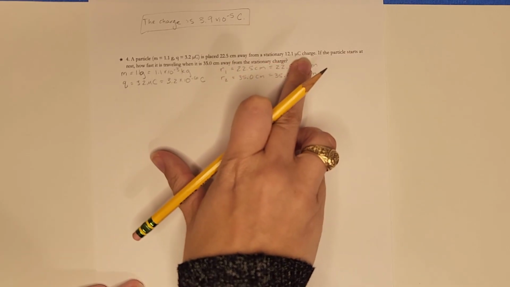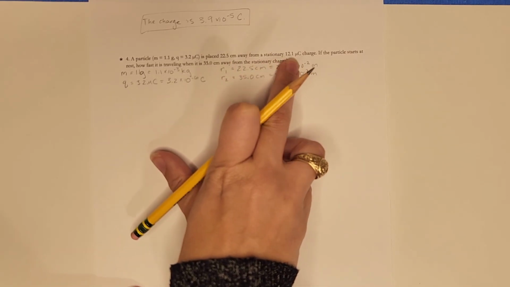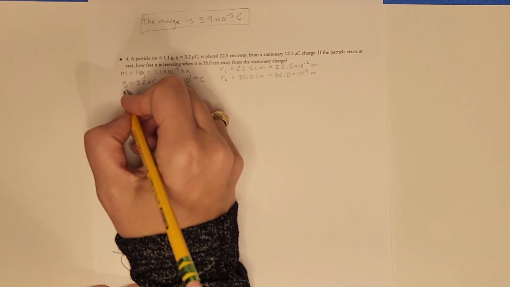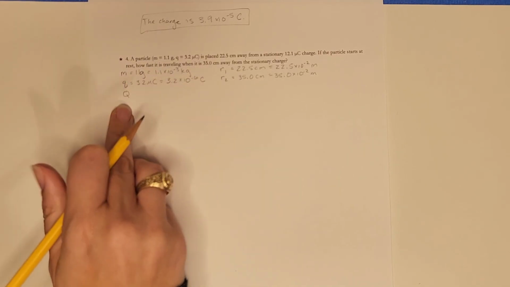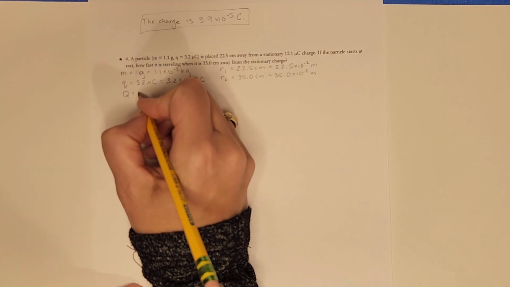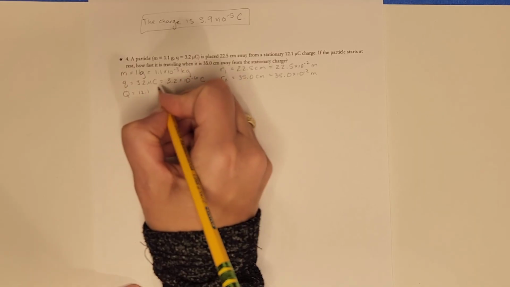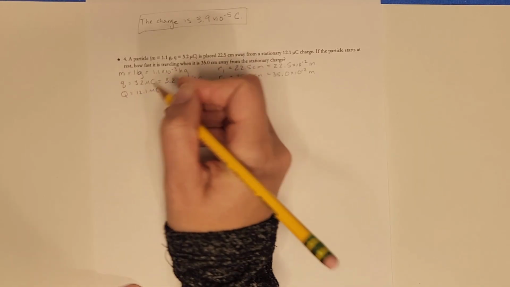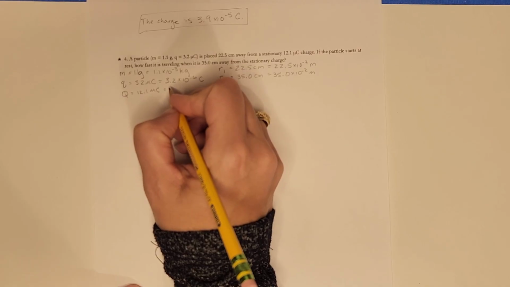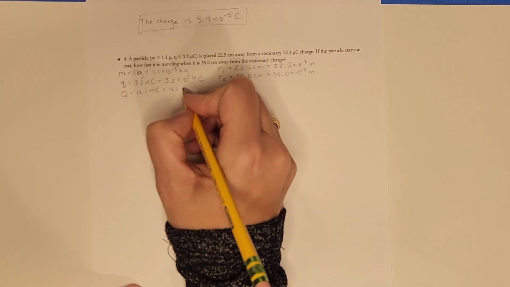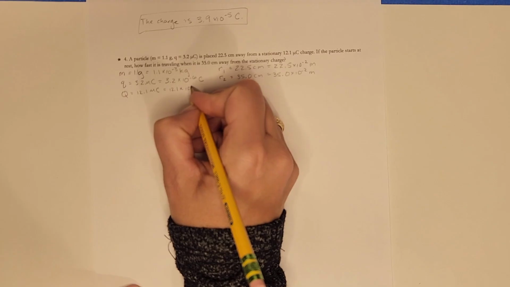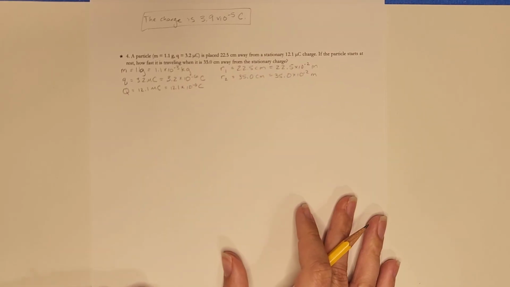Now we were given the charge of the stationary charge. That's 12.1 microcoulomb. So when it's stationary, that's the uppercase Q. And I have 12.1. Again, I'm just leaving it as 12.1. So that equals 12.1 times 10 to the negative 6 coulombs.